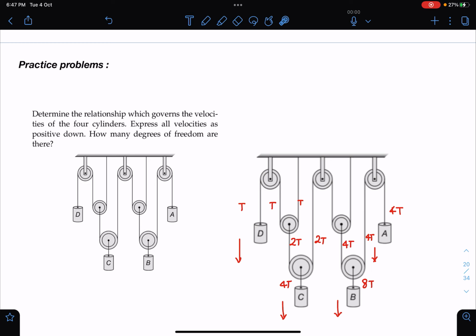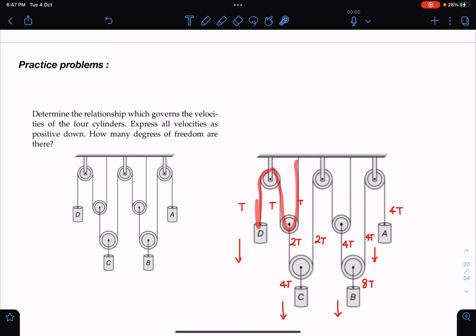2 degrees of freedom because velocity of C will depend on velocity of this pulley. Velocity of B will depend on this pulley. When they are independent, it is 1 degree of freedom like a normal problem, but here there are 2 degrees of freedom. Now T dot V will be applicable here also.